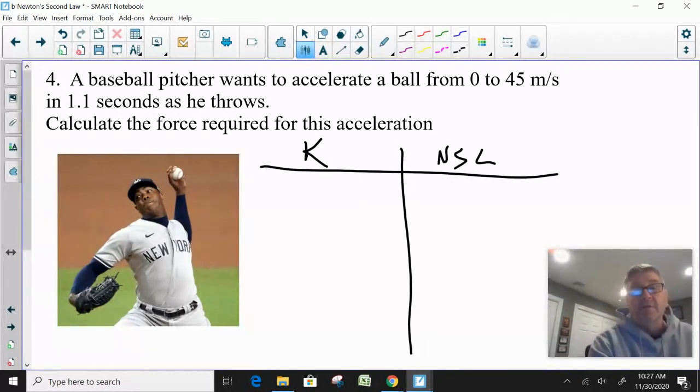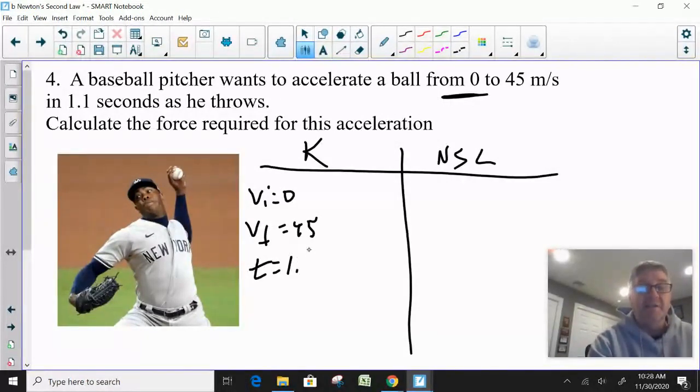So again, what I'm going to do is set up a grid to keep track of what goes where. The grid's really helpful for keeping track of things. The ball's going to accelerate from 0, so I know my VI is 0 to 45. I know my VF is 45. I'm going to have to do that in 1.1 seconds. So from that, I need to get A because A is in Newton's second law. So I'm going to use equation 1 again. It's going to be VF minus VI over T. So it's going to be 45 divided by 1.1.